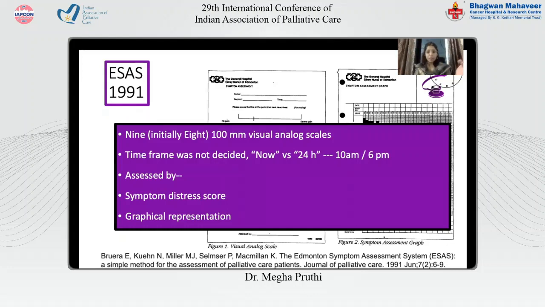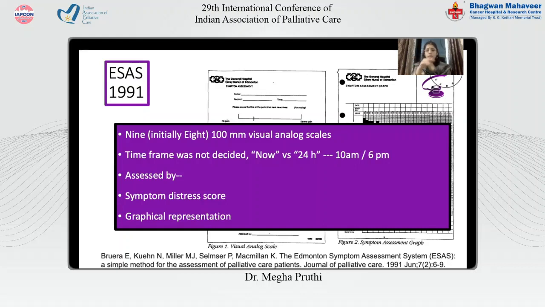There were actually 10 scales. The 10th scale was for any patient specific symptom. The time frame was not recorded, and Bruera et al. would measure and assess the symptoms at 10 a.m. and 6 p.m. Ideally, this assessment should be done by the patient himself. That's the gold standard. However, if the patient is not in the capacity, the caregiver, the nursing practitioner or the healthcare professionals can help.